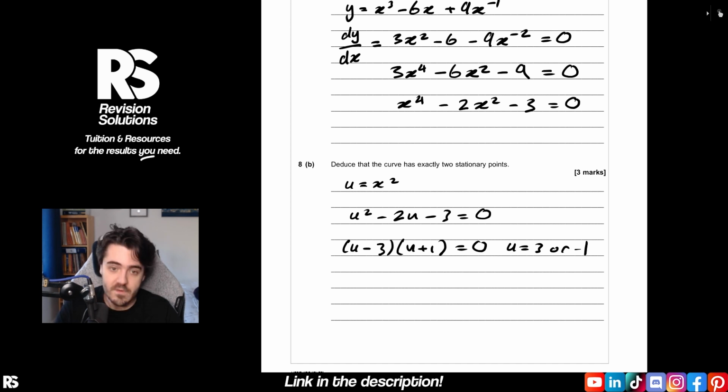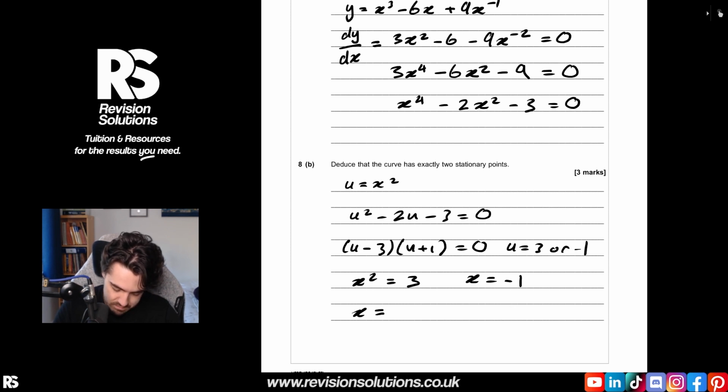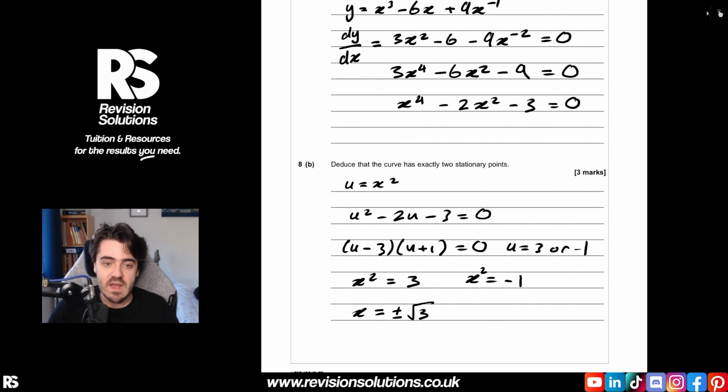Or really, we need to solve for x. So x squared would equal 3, or x squared would equal minus 1. Well, this does give us two solutions, because if we square root, we'd get x to be equal to plus or minus root 3. Oh, sorry, this is an x squared over here. And x squared equal to minus 1 doesn't give us any solutions, because there are no real numbers that we can square to give a negative. So there's no solutions from that, so we're just left with the 2 from here.